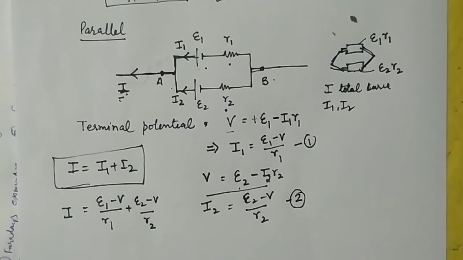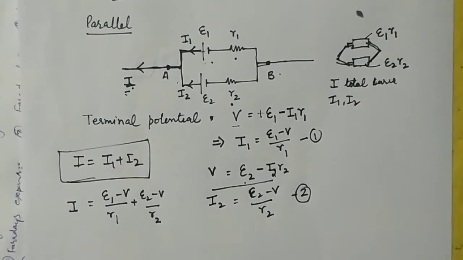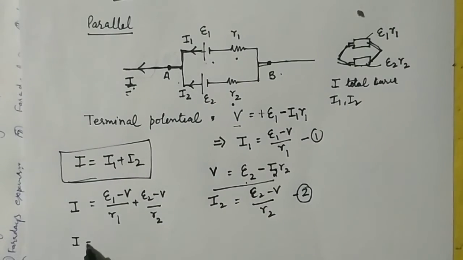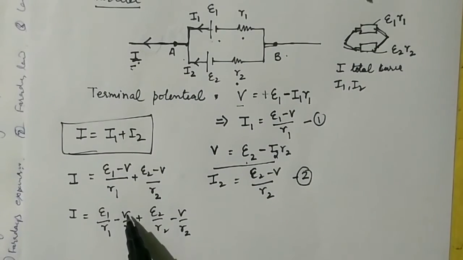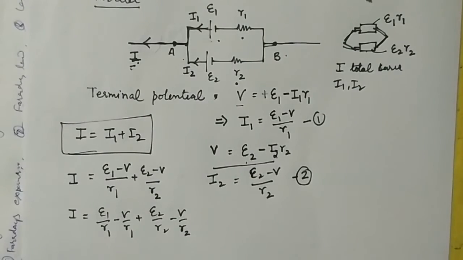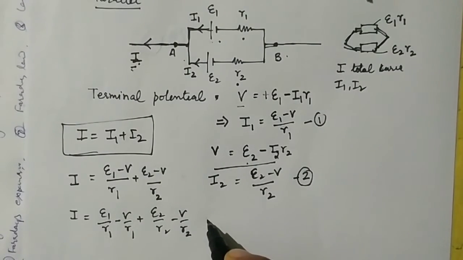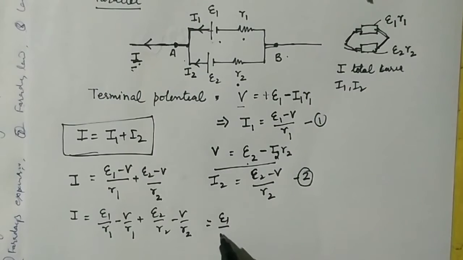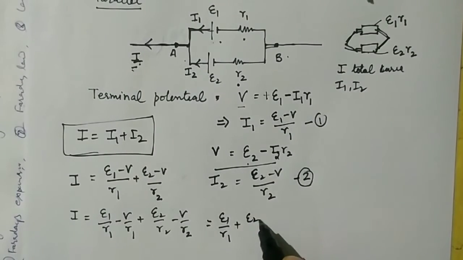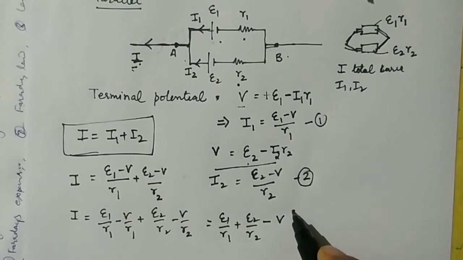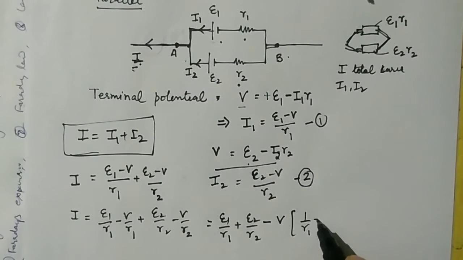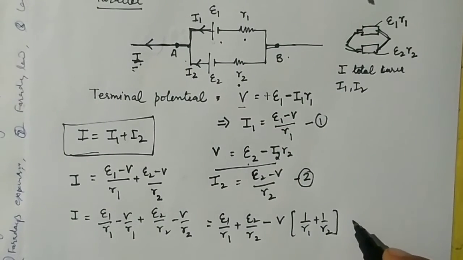Now I want to write this in a simpler form. So I write here I is equal to E1 divided by R1 minus V divided by R1 plus E2 divided by R2 minus V divided by R2. Solving a little bit, E1 divided by R1 plus E2 divided by R2, minus V is common, so we are left with 1 upon R1 plus 1 upon R2. So this is our equation 3.